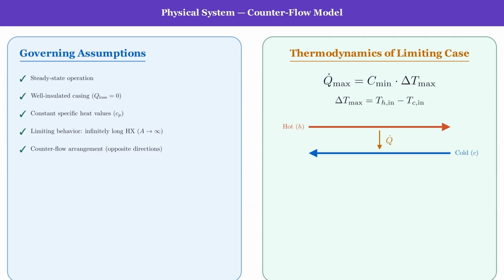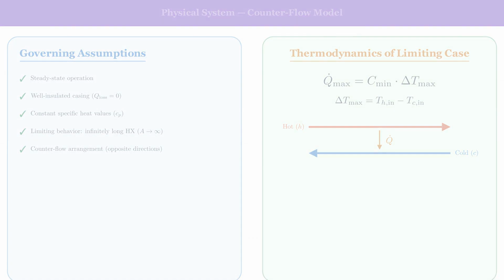The schematic on the right captures the physical arrangement precisely. The hot stream, in red, flows from left to right. The cold stream, in blue, flows from right to left. They are countercurrent. The heat Q dot transfers continuously from the hot stream to the cold stream across the separating wall. In the limiting case, one of these streams will exhaust its temperature potential completely, and that stream is always the one with the smaller heat capacity rate. This problem demands a specific analytical approach, and understanding why is just as important as knowing which method to use.